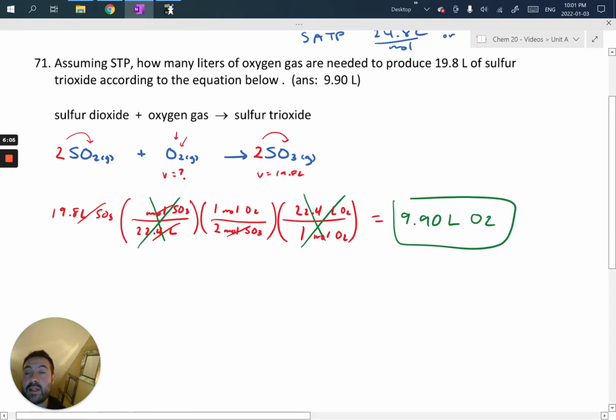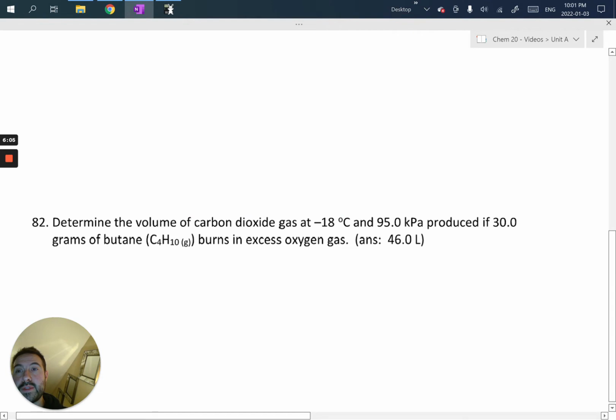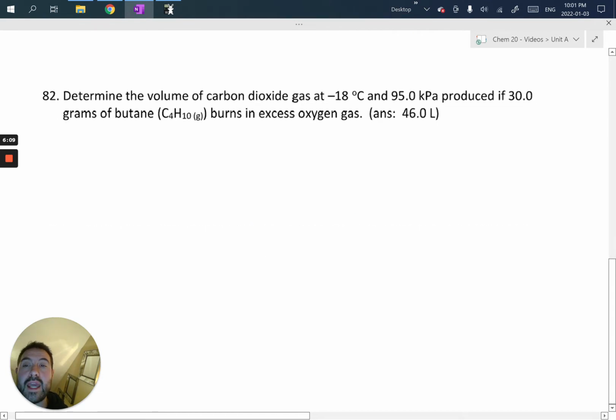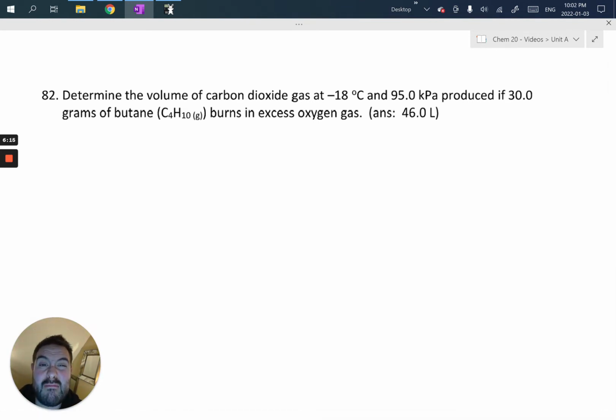Now let's do a little bit tougher one. So I'm going to scroll down here and we're going to look at number 82. This question says, determine the volume of carbon dioxide gas at minus 18 degrees Celsius and 95 kPa produced if 30.0 grams of butane burns in excess oxygen gas.